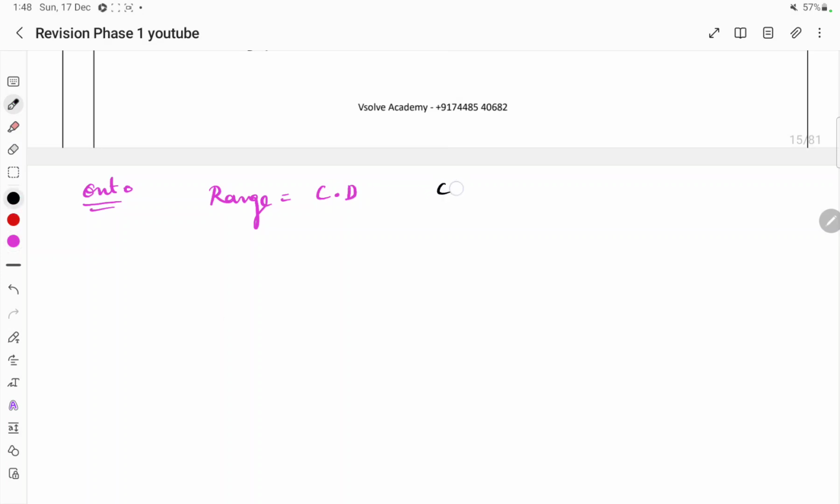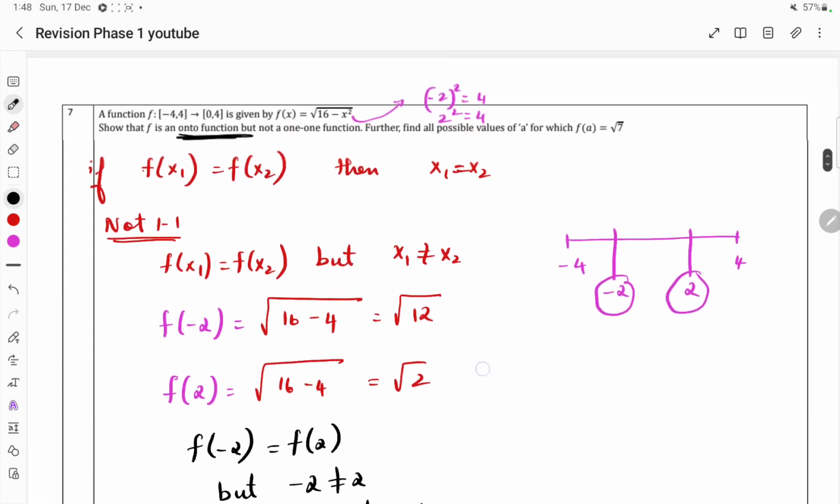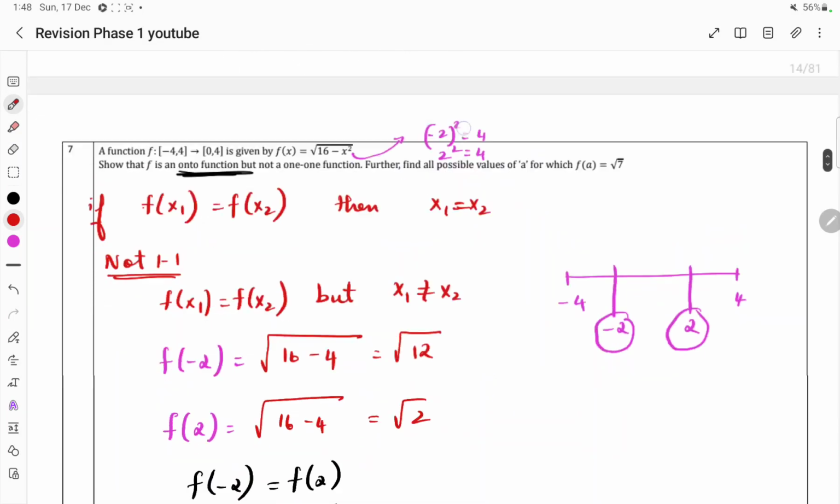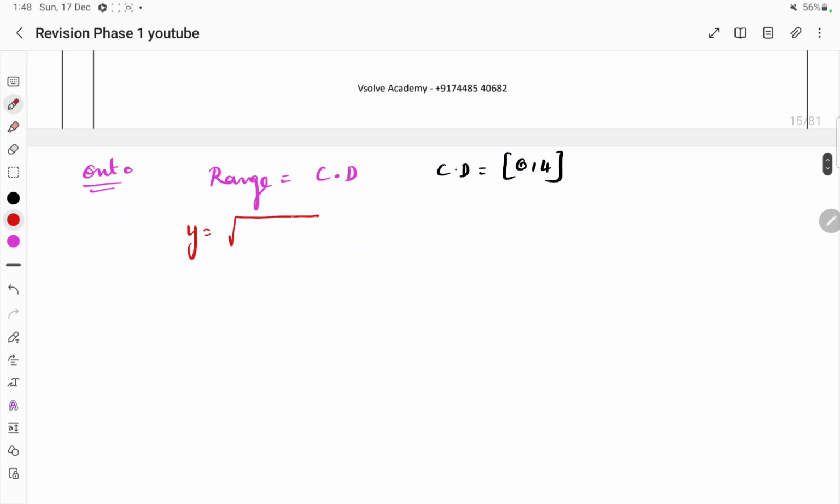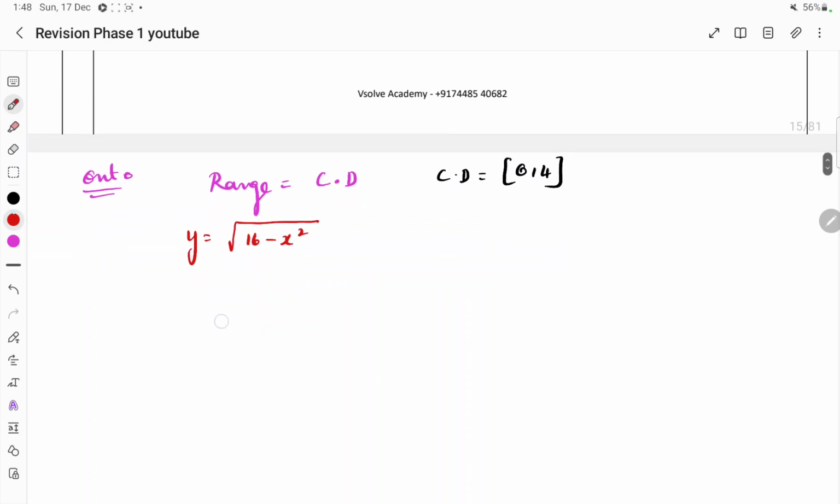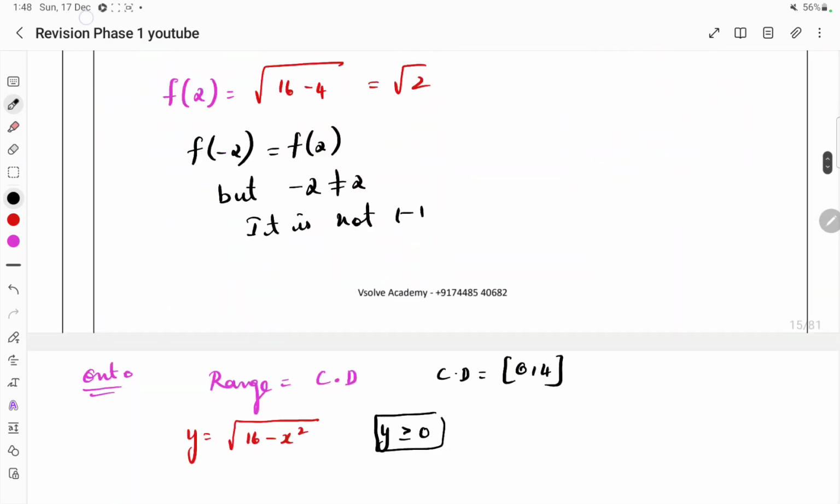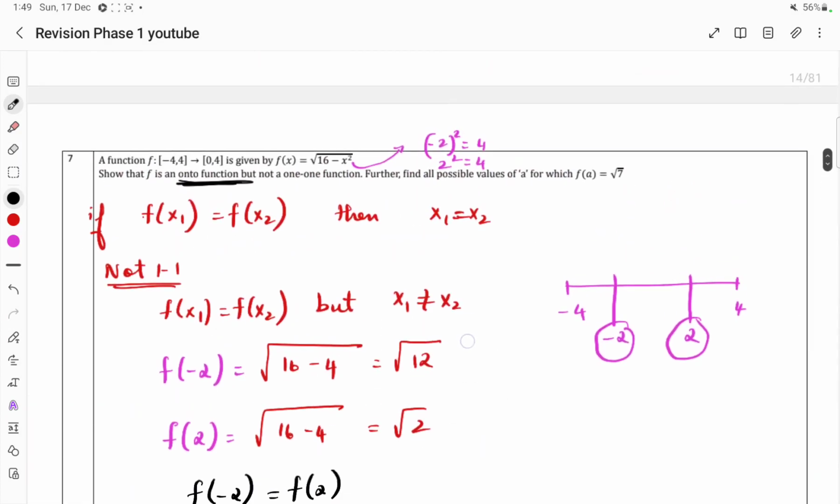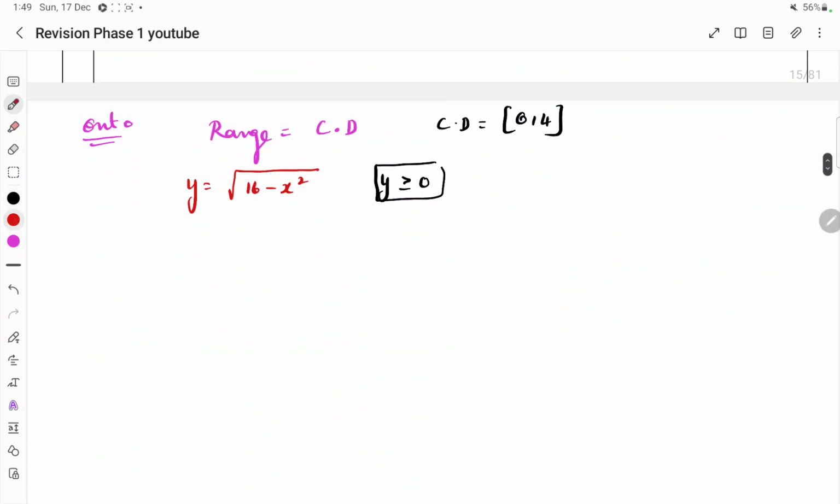So what is the codomain we have? The codomain is 0 to 4, and the function is y equal to root of 16 minus x square. So y is greater than or equal to 0 first, because our domain is minus 4 to 4. If we put any value between minus 4 and 4, it is greater than or equal to 0.